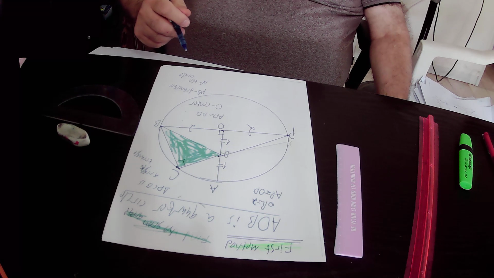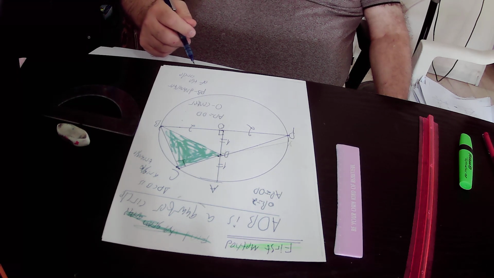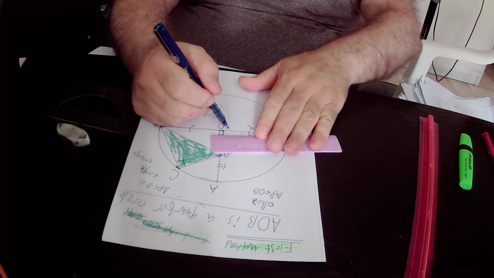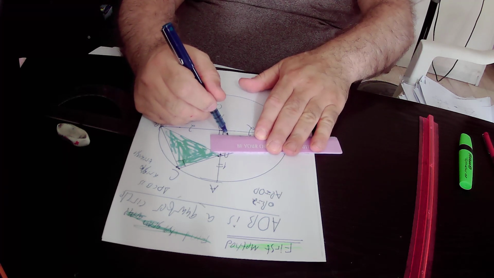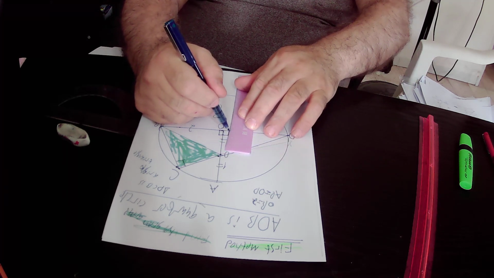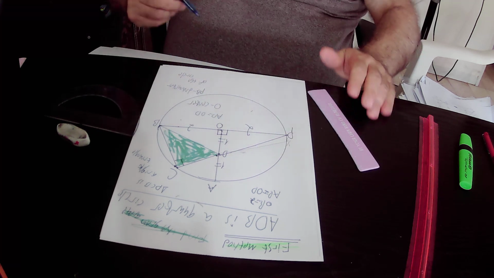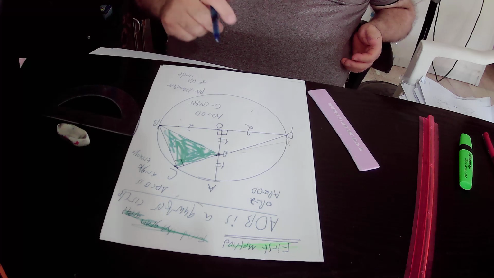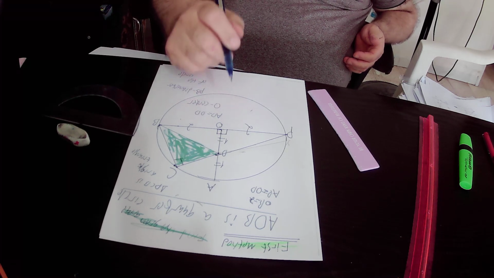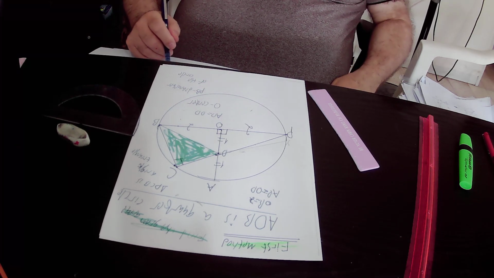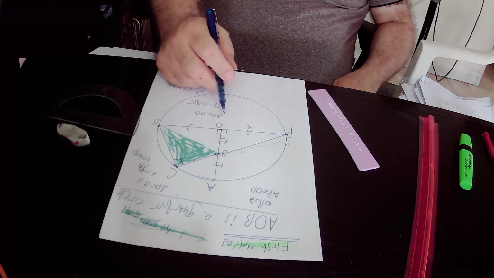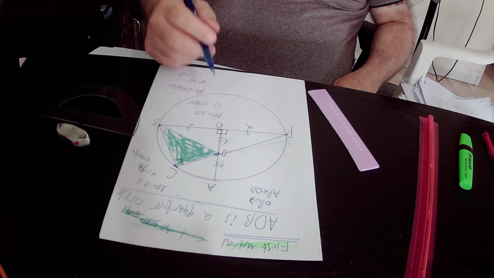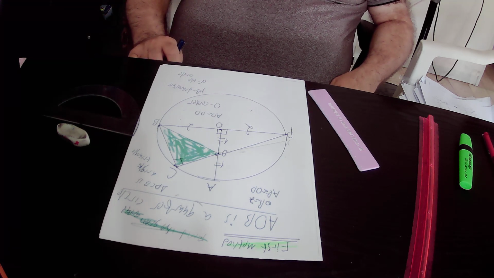So in order to complete the sum of the angles to 180 degrees, this angle must be equal to 90 degrees. Okay? Here, 90 degrees plus 90 degrees is 180 degrees. Therefore, this angle must be equal to 90 degrees. Otherwise, at point O, the sum of the angles will not be equal to 180 degrees. Okay?